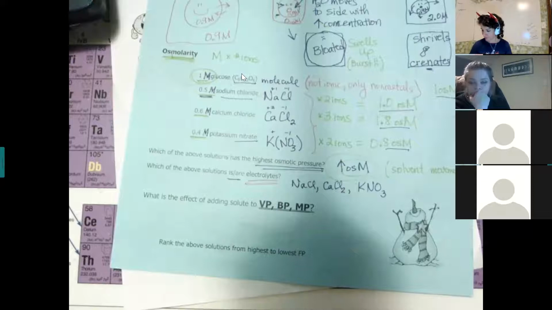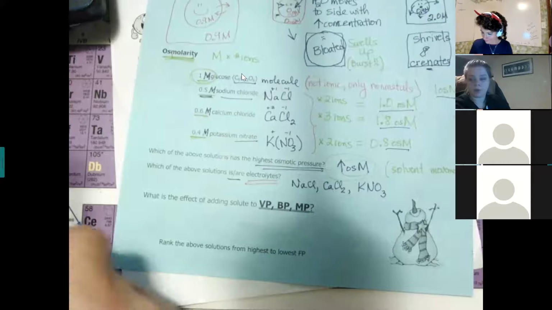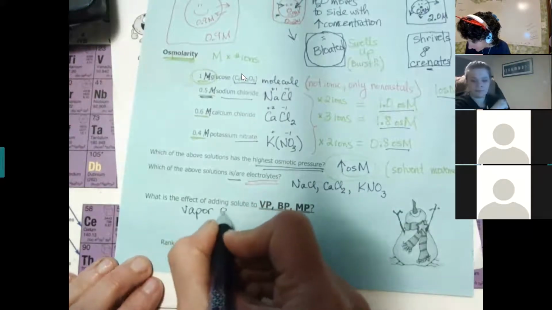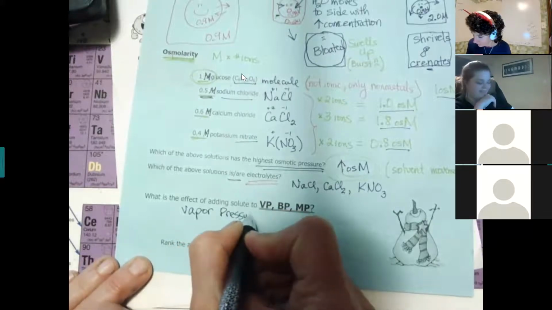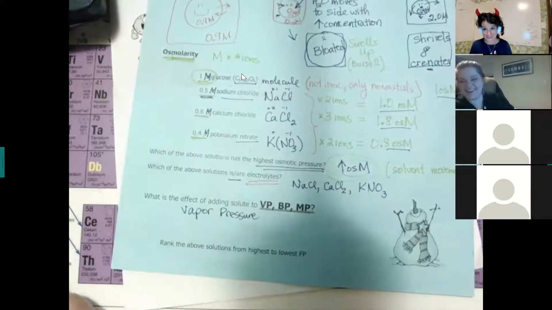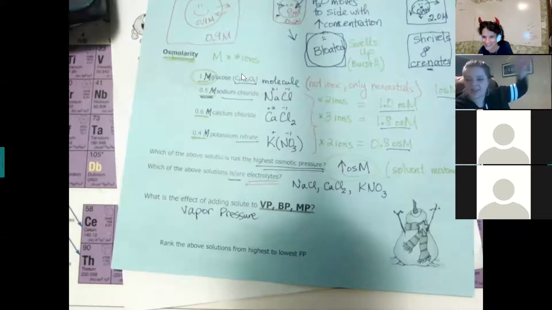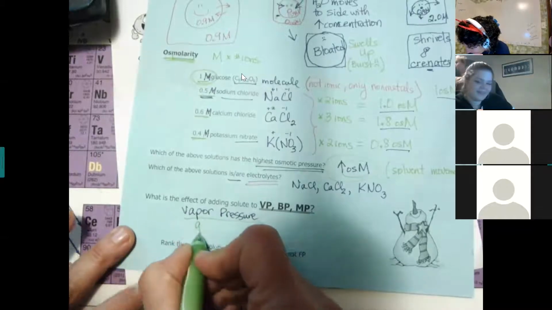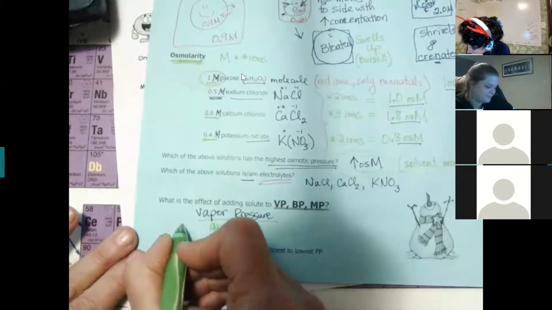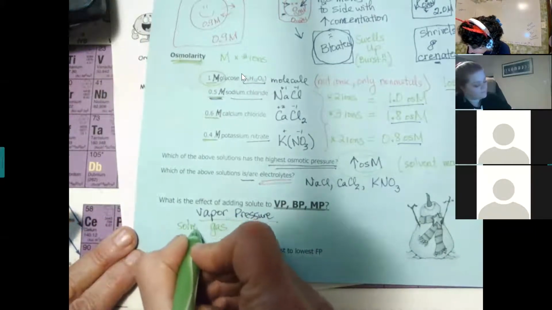Then we do VP, BP, and MP. So VP, anybody remember what that stands for? Vapor pressure. That is vapor pressure. So we're looking at vapor pressure. What is vapor pressure? Well, actually, you got to answer the full question. VP does stand for vapor pressure. The gas escaping. Yes. So it's how much gas escapes. Now, in this case, we're looking at a solution. So it's a solvent escaping.